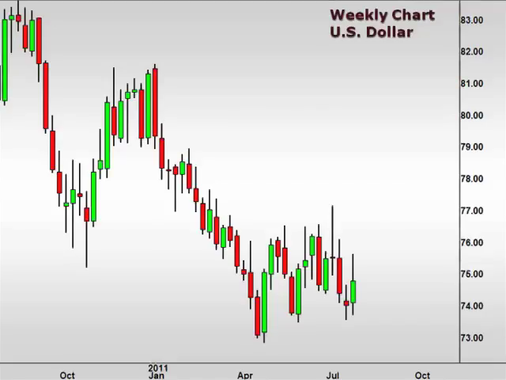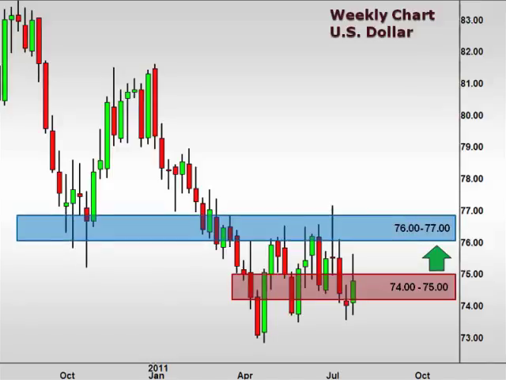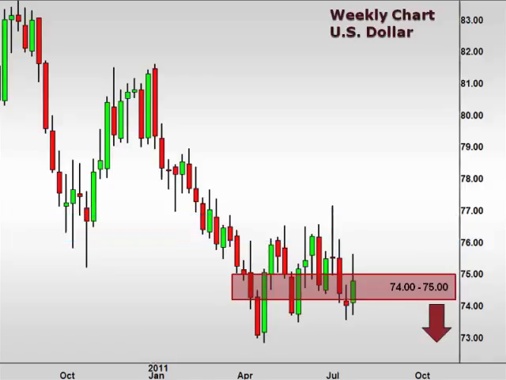Let's start off with a look at the weekly chart of the U.S. dollar index. This is a great way to gain perspective as to how the U.S. dollar has been trading against a basket of currencies. Well, the U.S. dollar index continues to remain range-bound, holding support at the 74 level. Now, 76.77 remains a key overhead resistance to any upside move. A break below 74 is likely to yield a continuation to the downside.